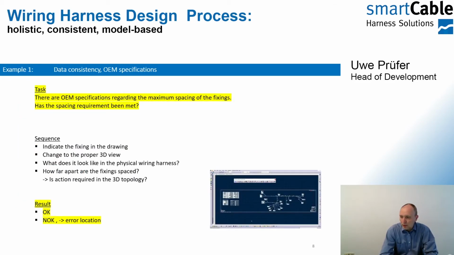Now we come to my first example. Here I will show you how to fulfill OEM specifications, in this example the maximum spacing of fixings. The result of this check or validation is whether the model is correct or not, and if it's not correct, the program shows you the error location, where the situation is. For this one I have prepared a short video.